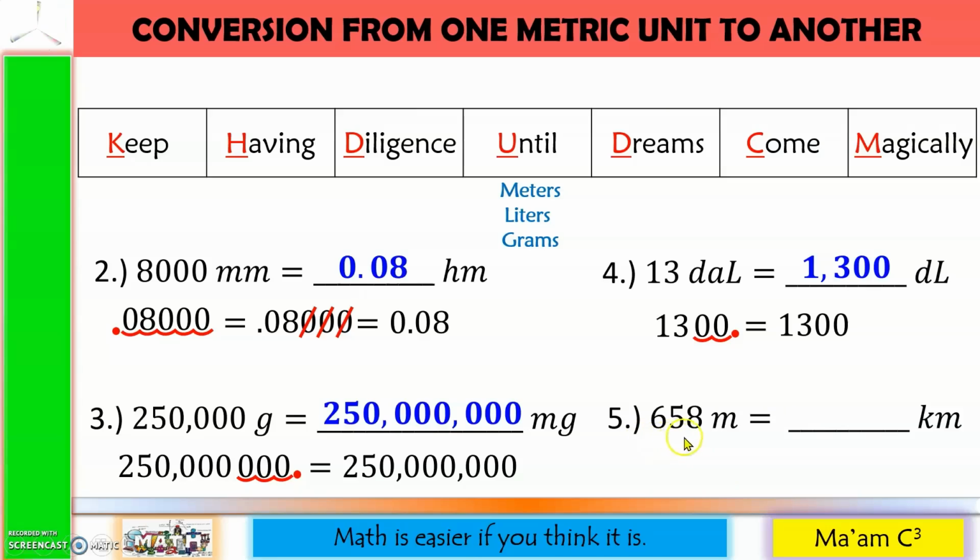Another one, 658 meters is how many kilometers? So from meters, that is until, and then kilometers, keep. Let us count the number of steps. 1, 2, 3. So 3 steps going to the left. Let us copy 658. The decimal point is in here. 3 steps going to the left. 1, 2, 3. There is no space here to fill up with 0, but we write 0 in front of a decimal point. So this is equal to 0.658. So 658 meters is equal to 0.658 kilometers. Conversion using this method is much easier, right?